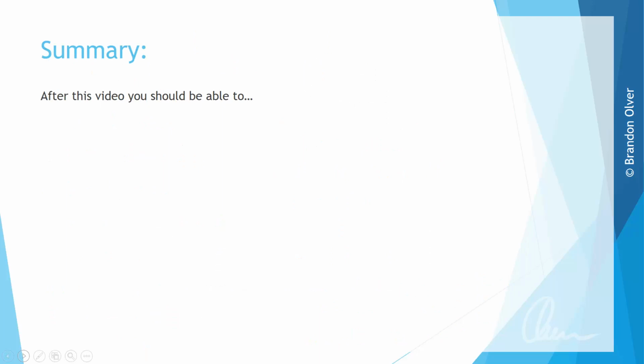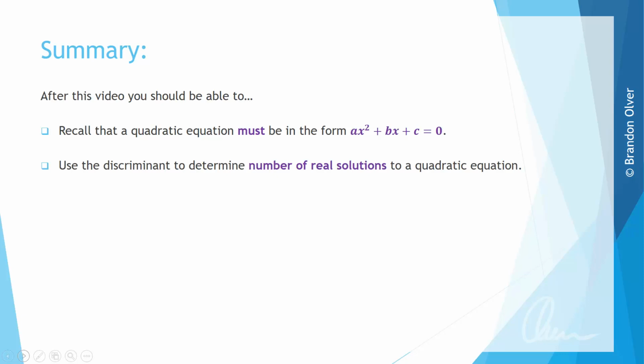So after this video, you should be able to recall that a quadratic equation must be in the form ax squared plus bx plus c equals 0 to apply the discriminant. You should be able to then use the discriminant to determine the number of real solutions for a quadratic equation. And you should also be able to use the discriminant to determine if the solutions are rational or irrational. And that's what we might call the nature of the solutions.